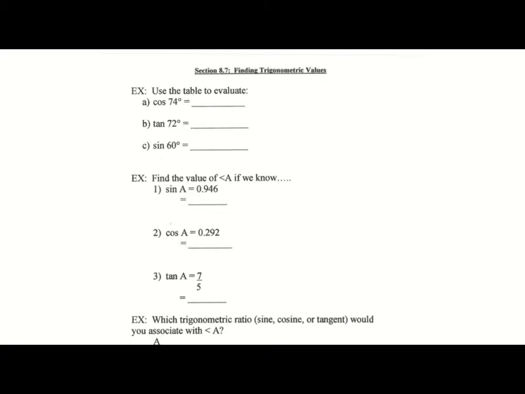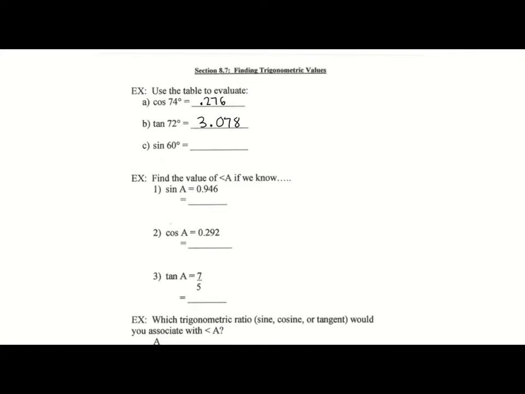We find that it matches at 0.276 is our value for cosine 74. Same thing for tangent of 72. You're going to find the 72 degrees in the angle column, and then go over to tangent. We find tangent is 3.078.